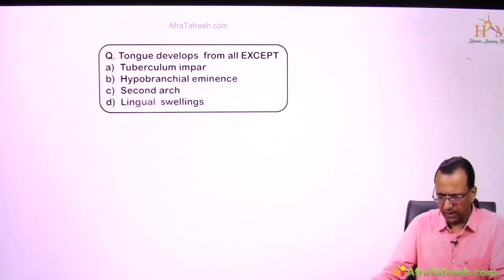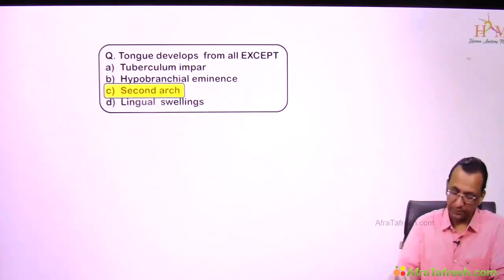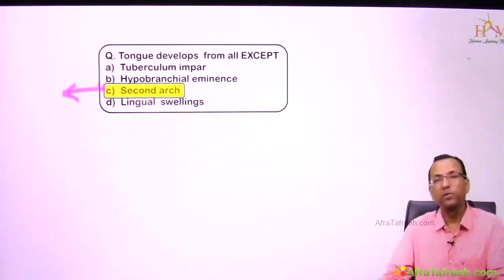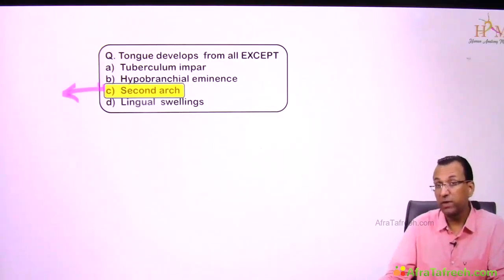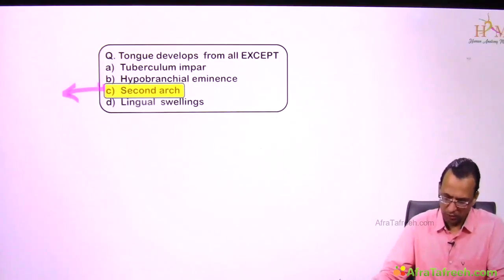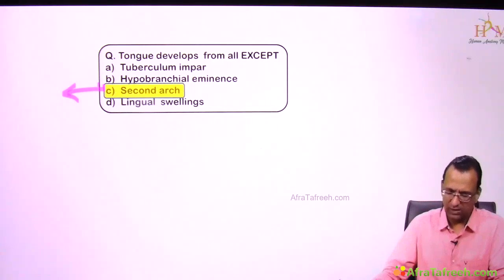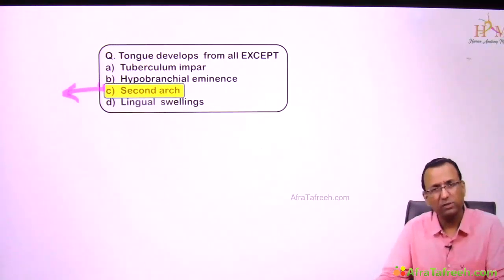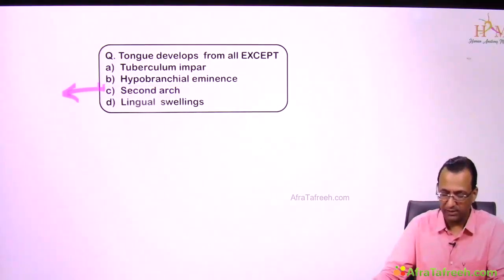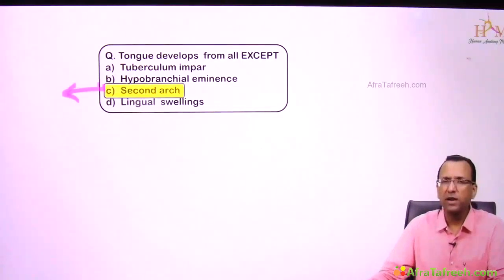I think second arch. Why? Because it has minimal contribution. Correct. Because second arch has minimal contribution, that is the answer. Otherwise, all of them are contributing. So, what about tuberculum impar then? What is this hypobranchial eminence? What is this lingual swelling? That we will discuss, but keep your answer as second arch because it has minimal contribution to the developing tongue.